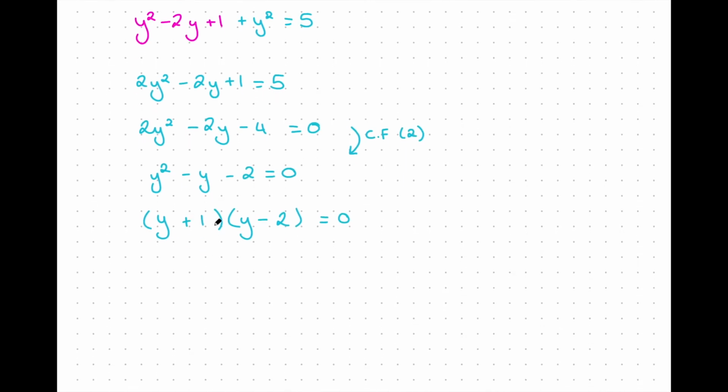That then is two things multiplied by each other to give us 0. The only way in the universe that you could multiply two things and get 0 is if one or both of those things are equal to 0. And then I can go from here and say y plus 1 is 0. That must mean that y is equal to minus 1. y minus 2 is equal to 0. So that must mean that y is equal to 2.